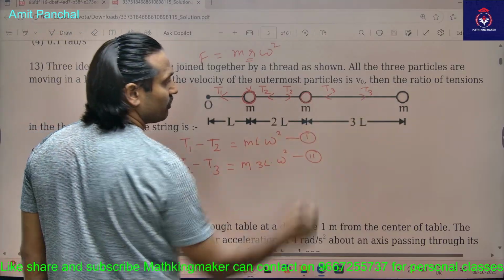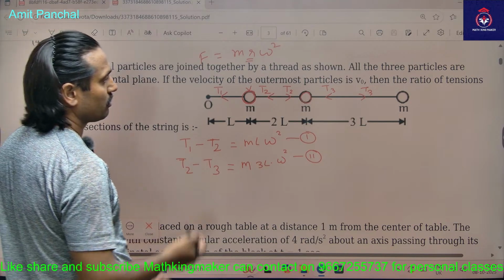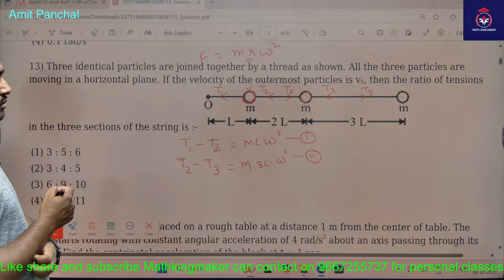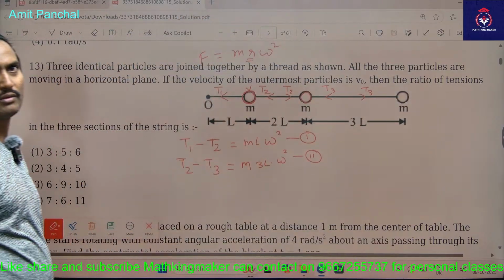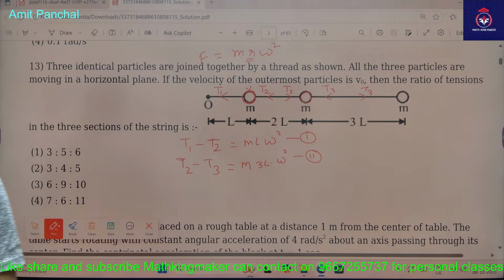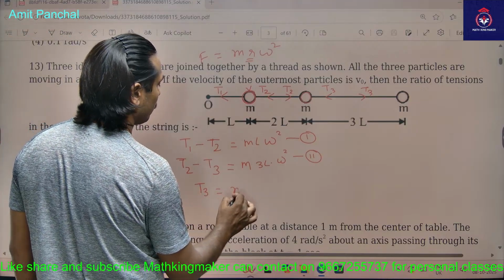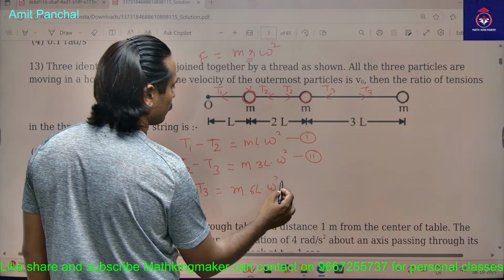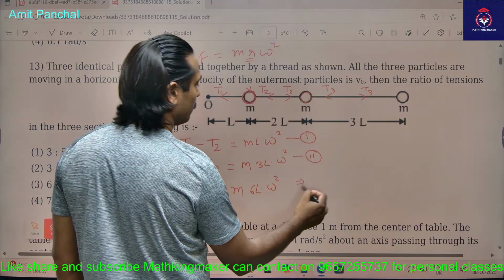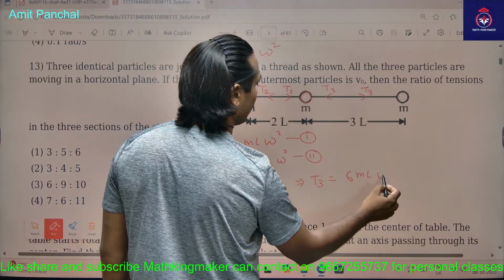And what will this third body experience? That will experience only T3. But it will also experience the external force, right? All are moving with the same velocity. Velocity will not be changed because of the same string; they can't travel with different velocities. So T3 will be m into how much length? It is 6L. 6L omega square. So T3 is 6 m L omega square.